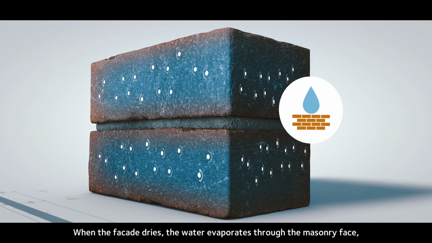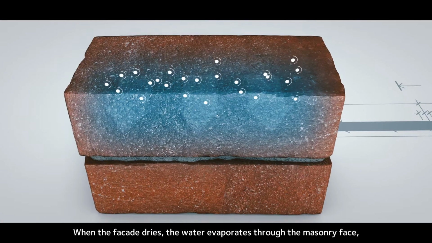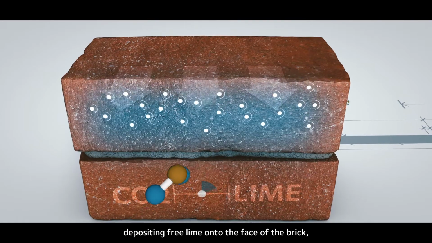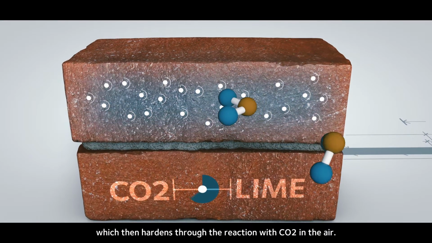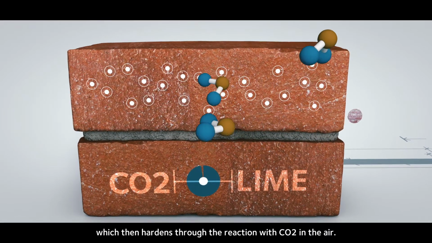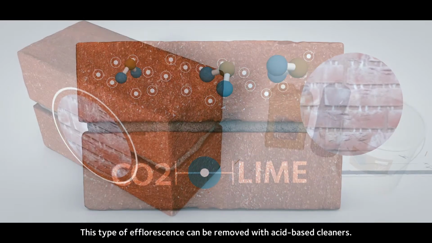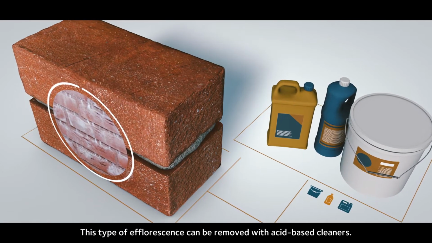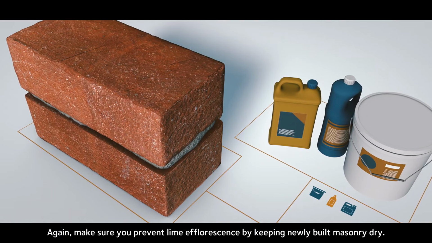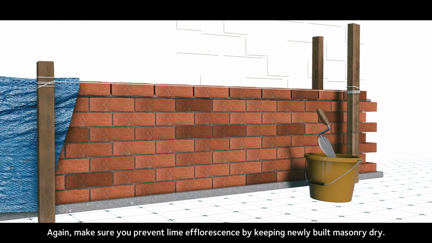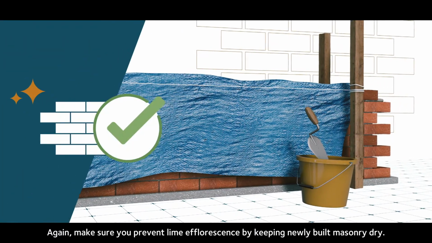When the facade dries, the water evaporates through the masonry face, depositing free lime onto the face of the brick, which then hardens through the reaction with CO2 in the air. This type of efflorescence can be removed with acid-based cleaners. Again, make sure you prevent lime efflorescence by keeping newly built masonry dry.